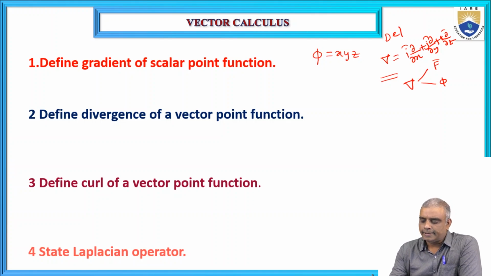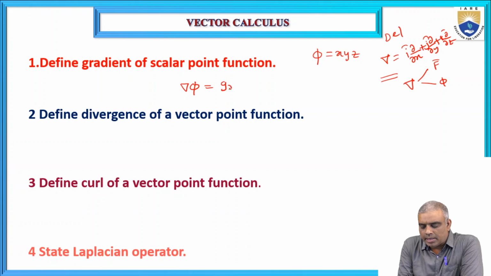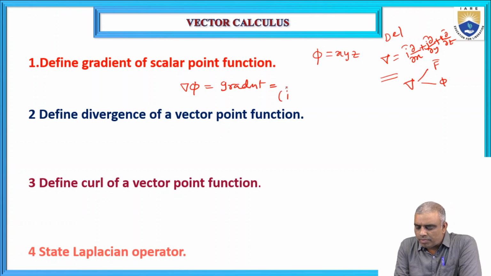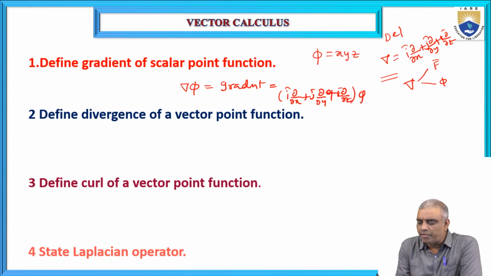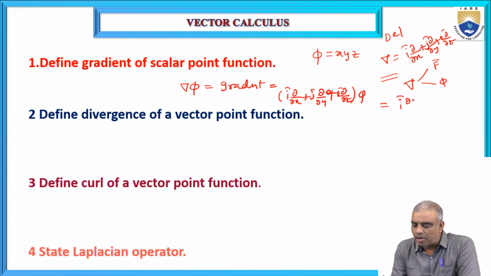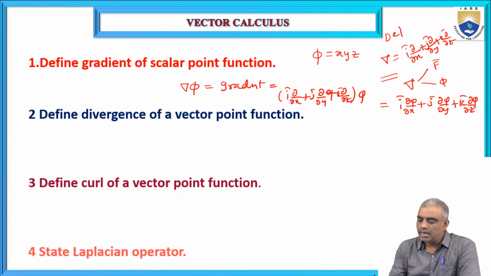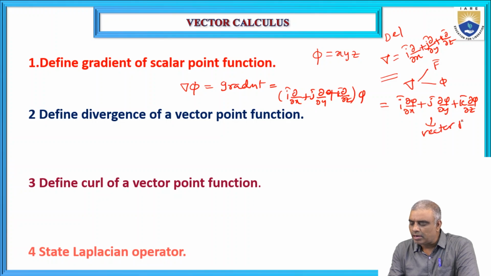Suppose you apply del on the scalar point function phi, then it is called gradient. Gradient means grad phi. So what is del phi? i bar dou by dou x plus j bar dou by dou y plus k bar dou by dou z of phi. On operating each term on phi, we will get i bar dou phi by dou x plus j bar dou phi by dou y plus k bar dou phi by dou z. And clearly it is a vector point function.